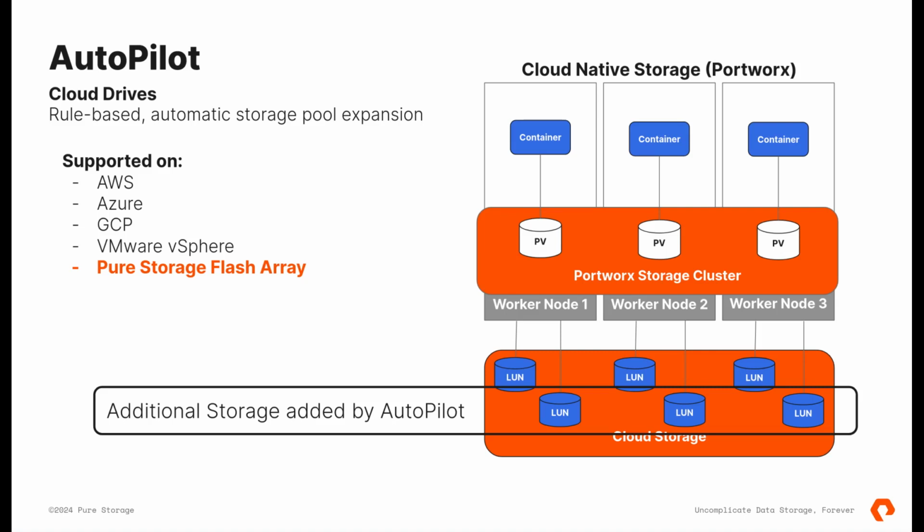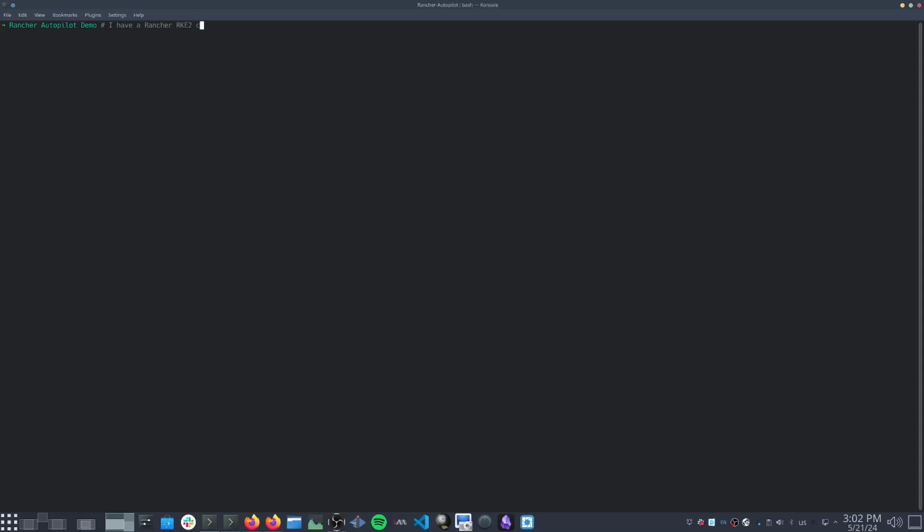This allows administrators to save money by right-sizing persistent volumes, as well as right-sizing storage pools, all while providing peace of mind that when a volume runs low on space, it will be remediated without any intervention on the part of the administrator. Let's get started. I will be running this demo on Rancher RKE2.